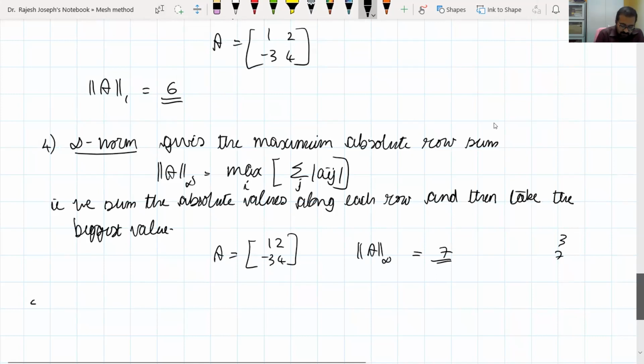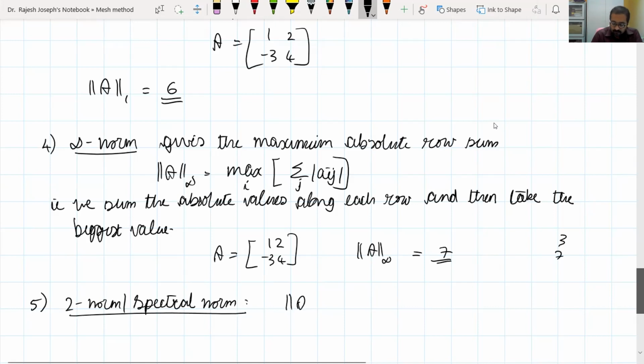Then the next one is the spectral norm or 2 norm. That is given by the root of lambda maximum of A^H A. Later you will see that this is what is called the maximum singular value. We will see that later. So this is what is called the 2 norm or spectral norm.